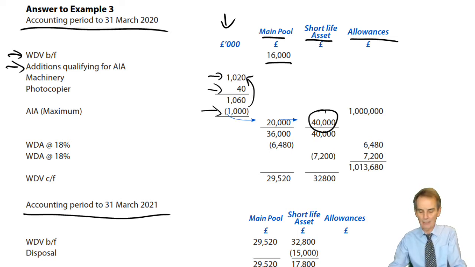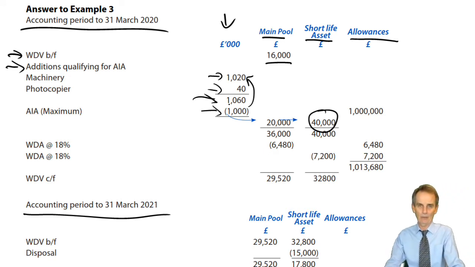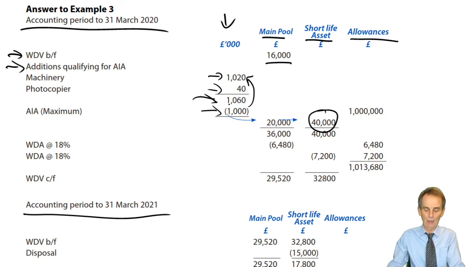I think when we were rudely interrupted, we had determined that because the total main pool expenditure incurred this period was in excess of 1 million, the AIA would be limited to that 1 million, and that on a £1,060,000 total expenditure would mean that £60,000 would only then rank for writing down allowance. So what have we done?